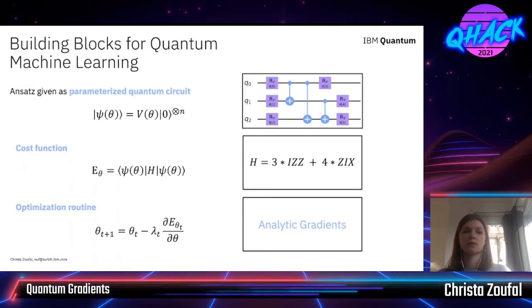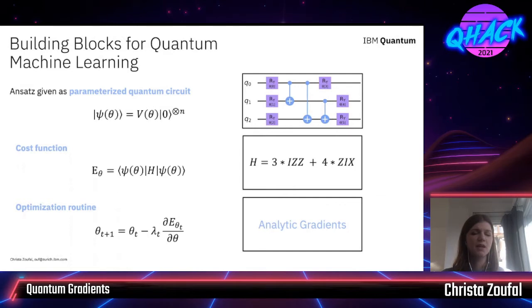This optimization routine can have different phases, so to say. Either we can use some stochastic optimizers, we can make use of finite difference approaches, so optimizers that use numerical approximations to gradients, or we can use an optimizer that uses analytic gradients. And those analytic gradients are the key point of this whole talk.